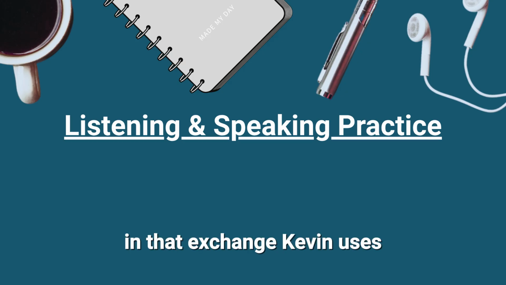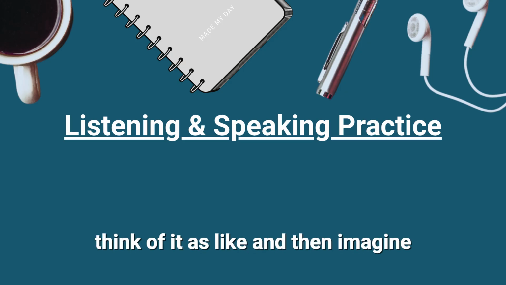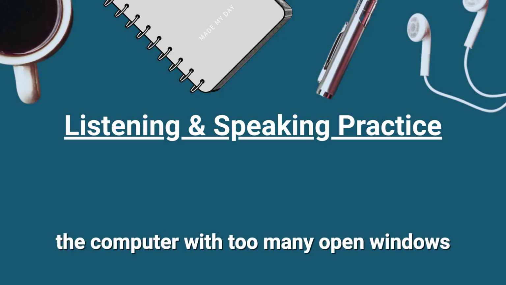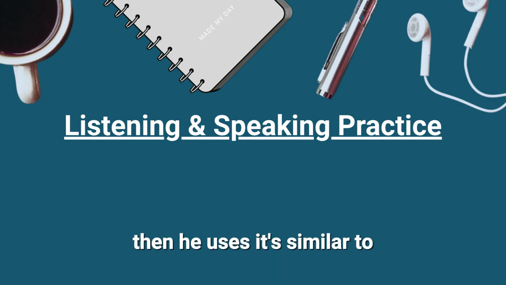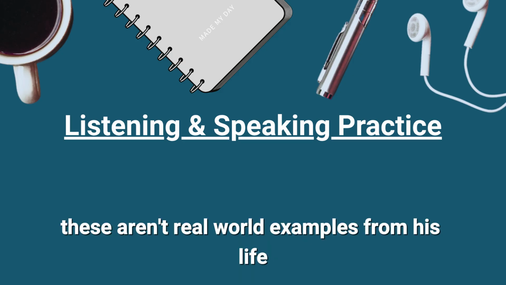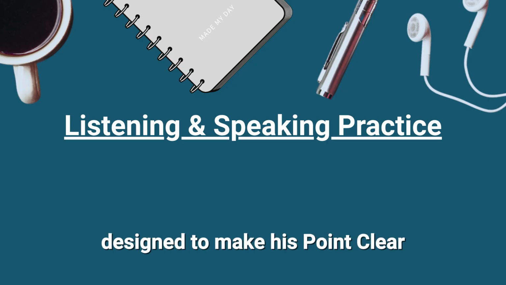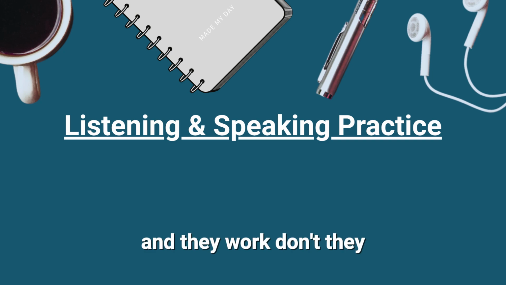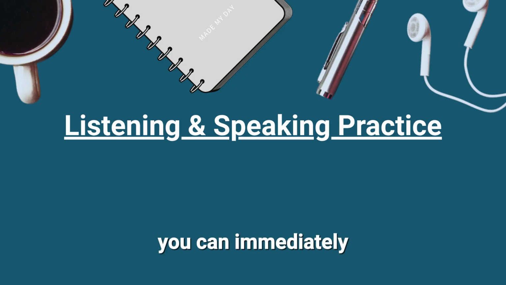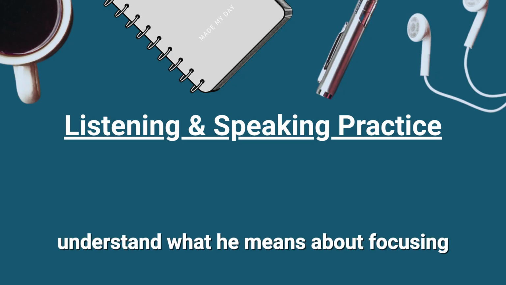In that exchange, Kevin uses "think of it as like," and then "imagine" to introduce an analogy, the computer with too many open windows. Then he uses "it's similar to" to bring in another analogy, the surgeon. These aren't real-world examples from his life. They're mental pictures designed to make his point clear. And they work, don't they? You can immediately picture that computer slowing down. You can immediately understand what he means about focusing.